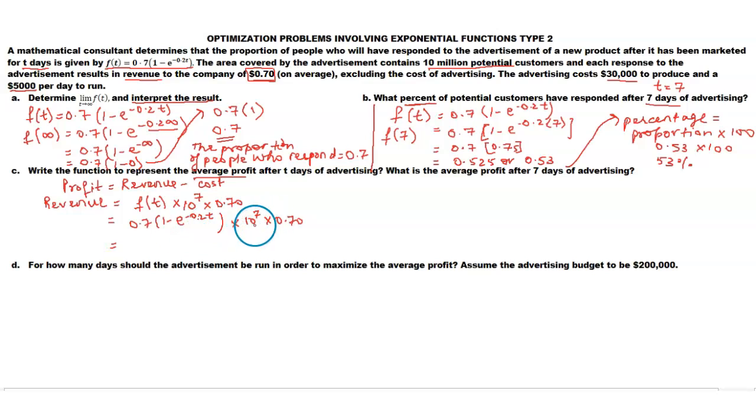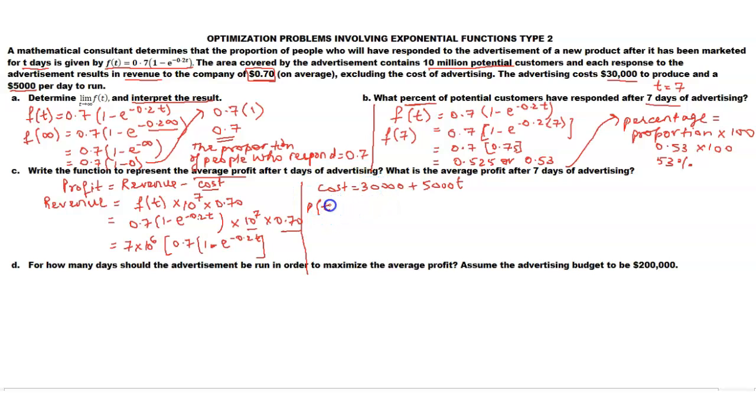I am just going to combine everything. So if I multiply this by this, all I'm going to be left with is 7 times 10 to the power 6. Inside the bracket, I'm left with 0.7, 1 minus e to the power negative 0.2t. So this is my revenue. I still need my cost. My cost is going to be $30,000 plus $5,000 per day. So let's say the advertisement runs for 3 days. So this is my cost going to be.